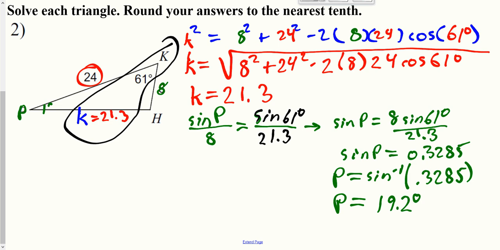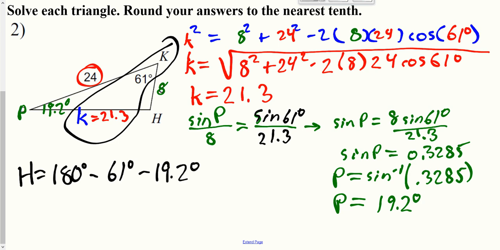So now that we have two angles, we know our third angle. We can just go 180 degrees minus the angles that we had. So to find H, just go 180 degrees minus your given angle, minus the angle that we just figured out. Type that in, and we get H to be 99.8 degrees. Remember, if you want to have something representing an angle in degrees, you have to put down the degree symbol.